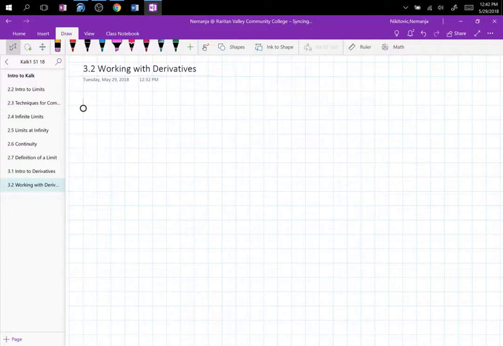Hello and welcome back to Calculus 1 section 3.2, working with derivatives. So we're going to take a look at the graphical connections between the graph of the function and the graph of the derivative and see how they work together. By nature, the derivative is supposed to describe the function. It's supposed to show certain qualities of the function. So let's connect these now.